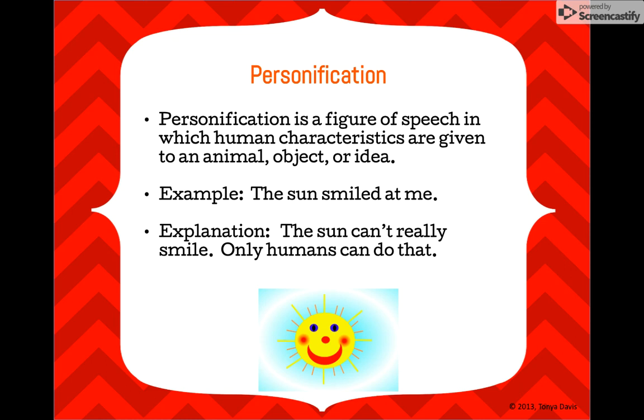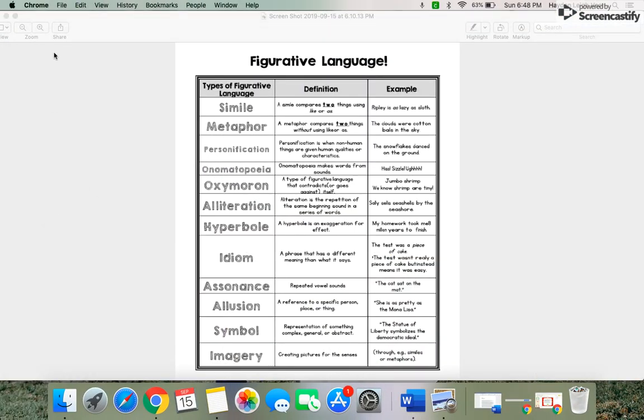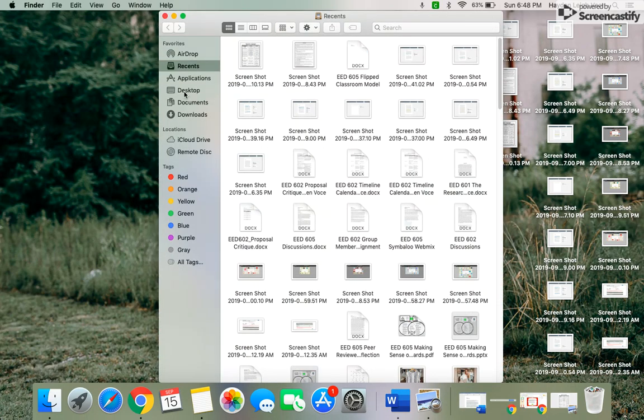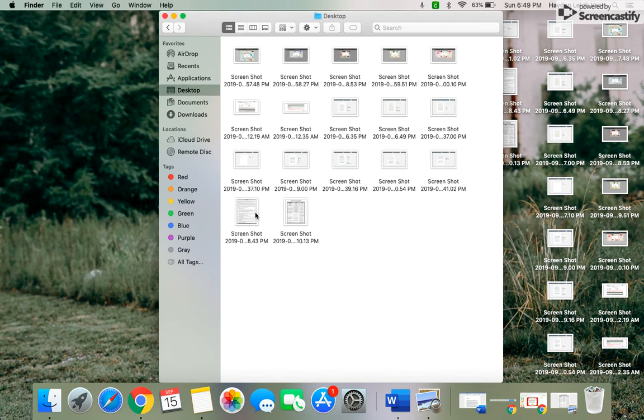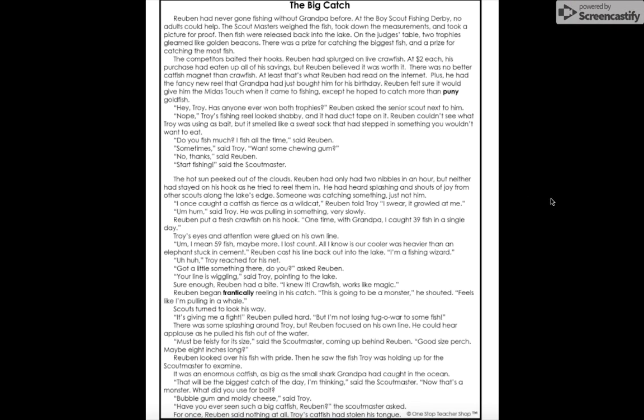Okay, so now I'm going to show you what you're going to be doing tomorrow in class. Tomorrow in class, we're going to be reading this story. It's called The Big Catch. As we read through the story, we are going to be talking about types of figurative language.